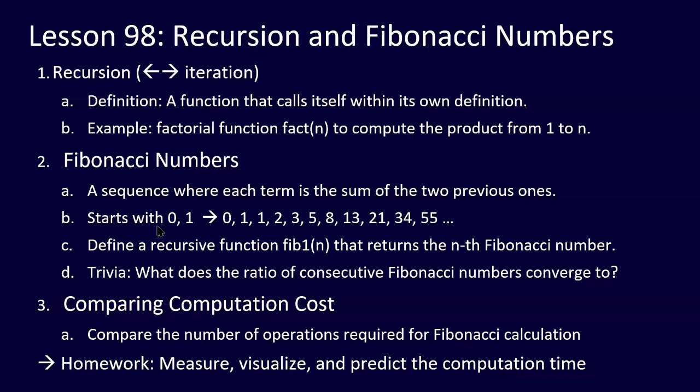Here, actually, I started with 1, but maybe I should start with 0, so 0, 1 instead of 1, 1. It starts with 0, 1, and 0 plus 1 equals 1, 1 plus 1 is 2, 1 plus 2 is 3, and something like that. Okay? And then we computed the first 10 numbers to see.